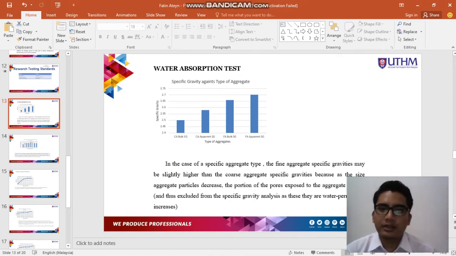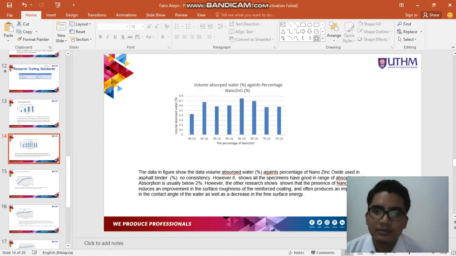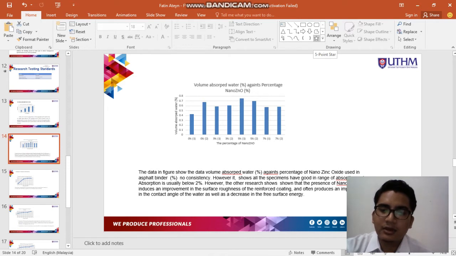In chapter 4, result and data analysis, the water absorption test is shown in this graph. In the case of specific aggregate type, the fine aggregate shows higher specific gravity than coarse aggregate because the fine aggregate particle size is smaller than the coarse aggregate, so the portion of pores exposed at the aggregate surface is larger. The data in the figure show the volume of absorbed water against percentage of nano zinc oxide used in asphalt binder shows no consistency.